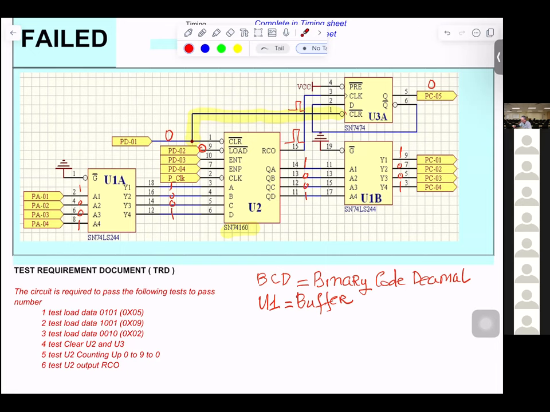Then test the clear on U2 and U3. If you want to test the clear, you have to apply PD01 equals 0. That means the output of the counter is 0 and the output of the flip-flop is 0. Test U2 counting up 0 to 9 to 0. Then finally, they want to test U2 output RCO. That means after it counts up from 9 to 0, you get a clock going into U3. So output Q was 0, now it has to go to 1.